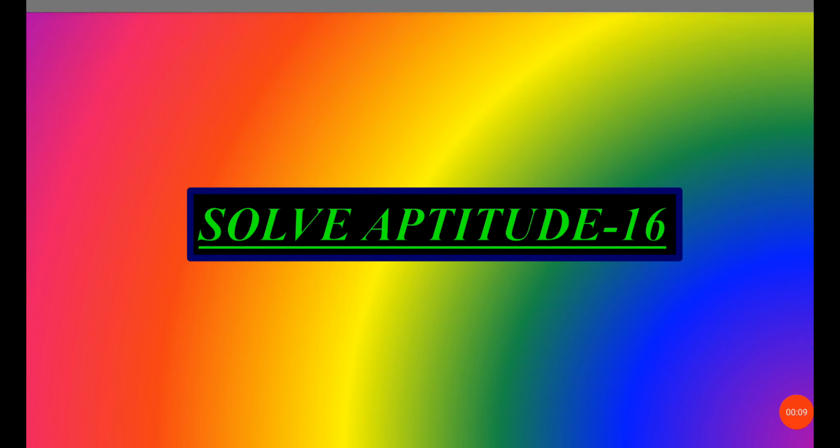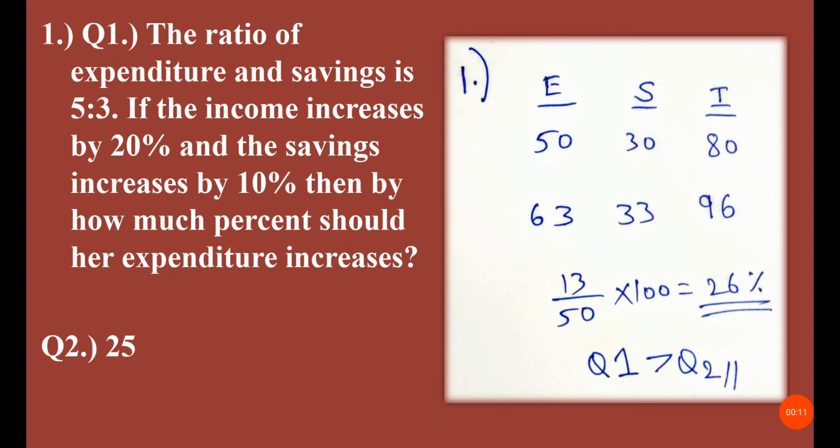Let's get started. The first question is, the ratio of expenditure and savings is 5 is to 3. If the income increases by 20% and the savings increases by 10%, then by how much percent should her expenditure increase? Q2 value is given as 25.